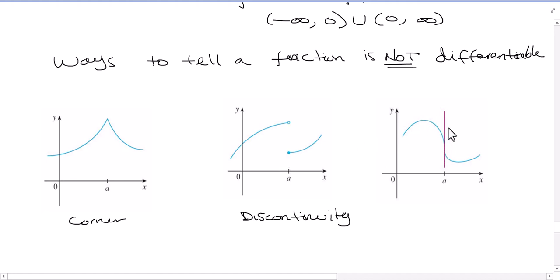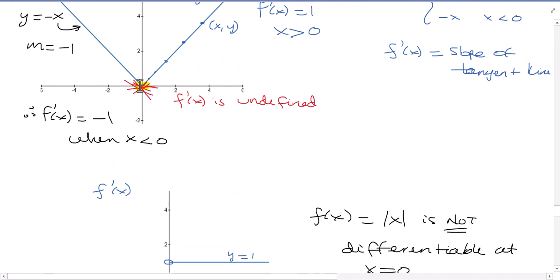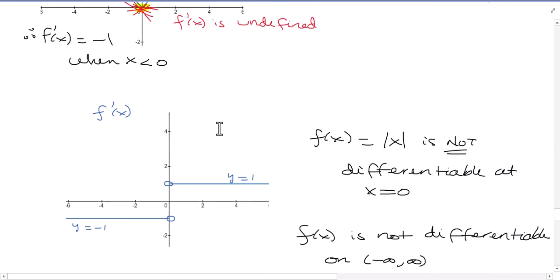And then if you have a vertical tangent line, that will make it so that the slope is undefined. So then there's no derivative there. The derivative is undefined. So these are three different ways to quickly tell if a function is not differentiable: a corner, a discontinuity, and then a vertical tangent, or if you have a vertical asymptote also, but then that value is not in the domain anyway. So back to our absolute value, that is a corner. So visually we can see that's why it's not differentiable.